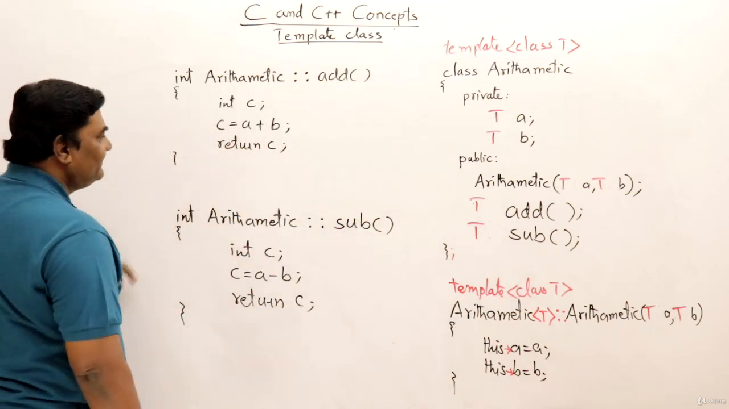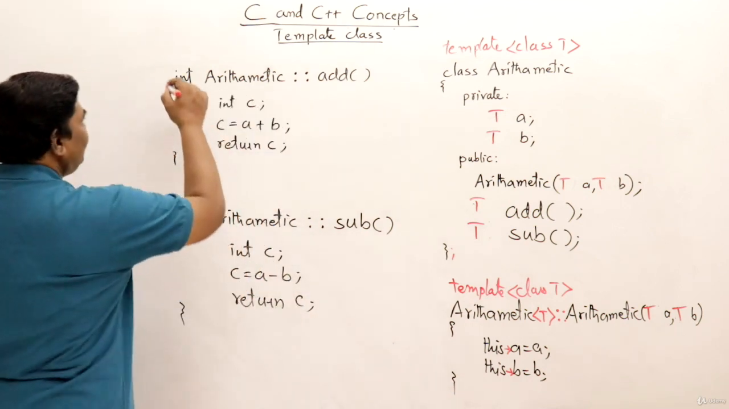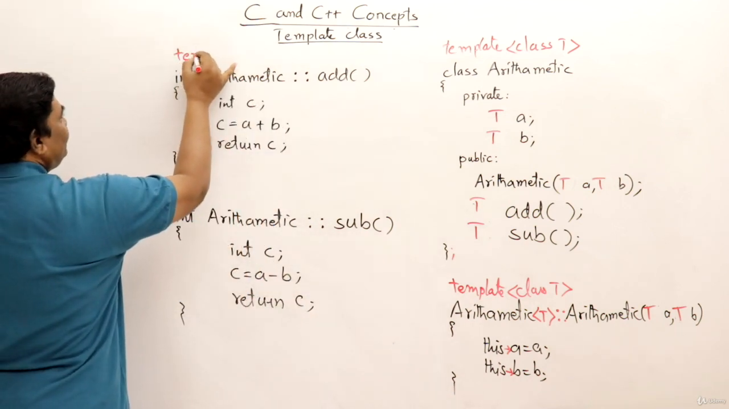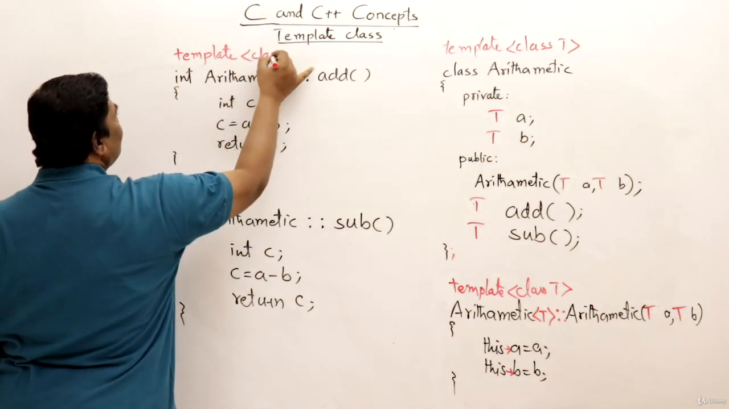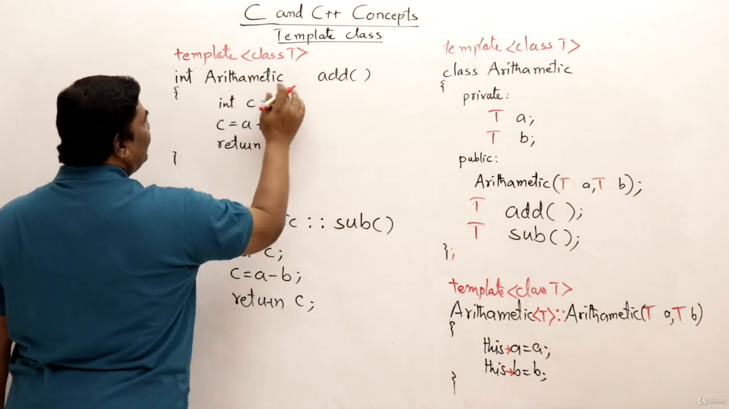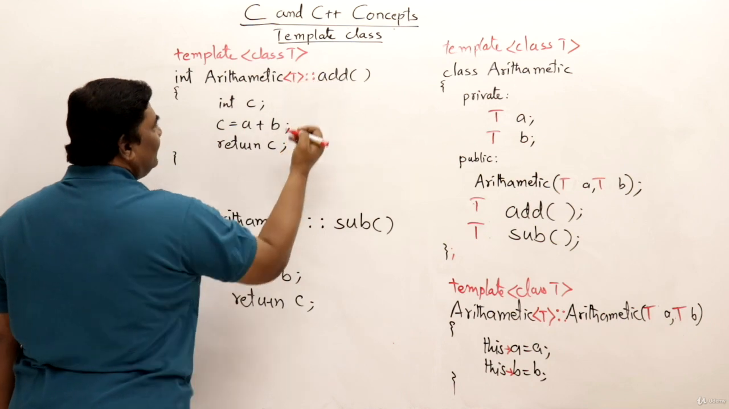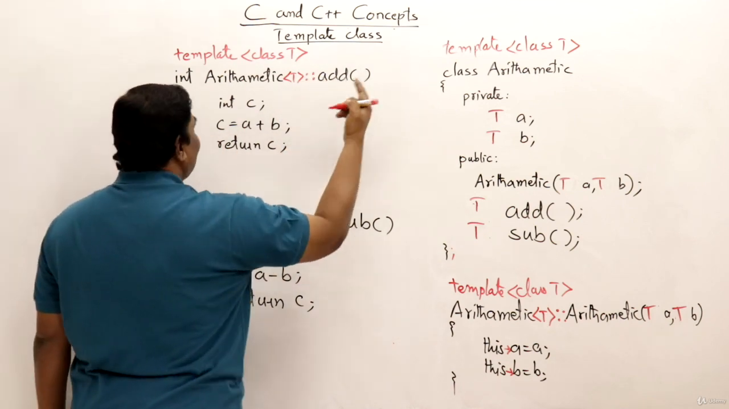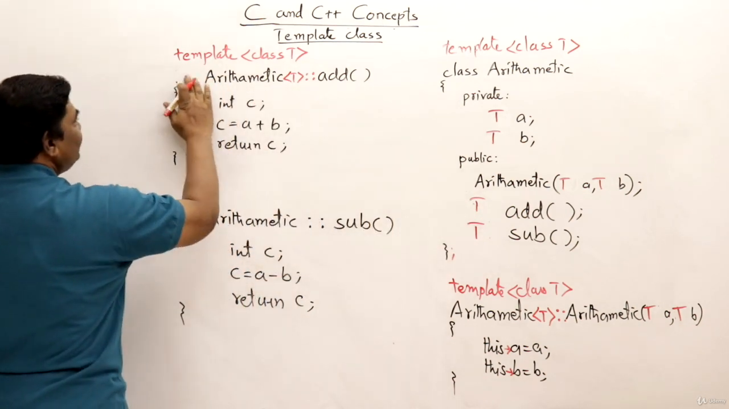Now coming to this. See, this template has finished here. Then again, I should define a template here. So again, write template class T. Then this class name arithmetic is a template, so it must be written like this. Then there are no parameters, leave it. What is the return type? I have changed it to T, so change it to T.